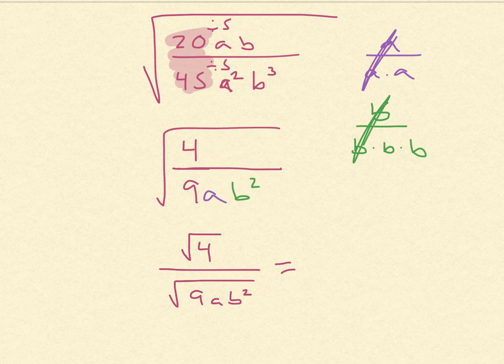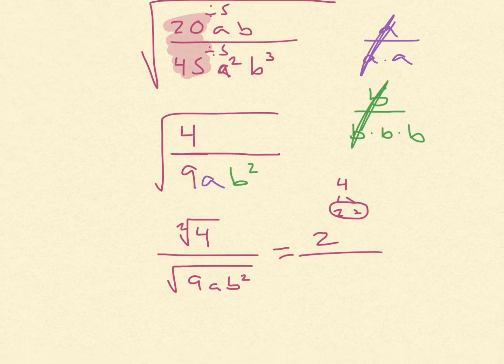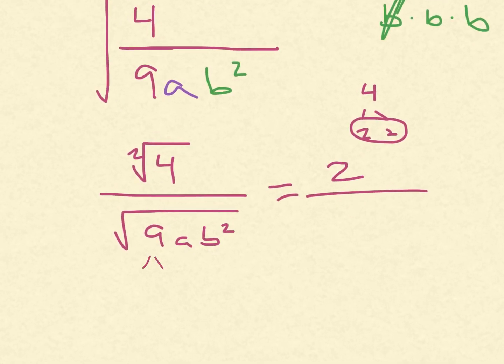What is the square root of 4? Let's see. What are our factors of 4? 2 times 2. We circle groups of how many? Groups of 2. So what comes to the outside? 2. So the square root of 4 is 2. So that's on top. Let's do the same thing for the bottom.